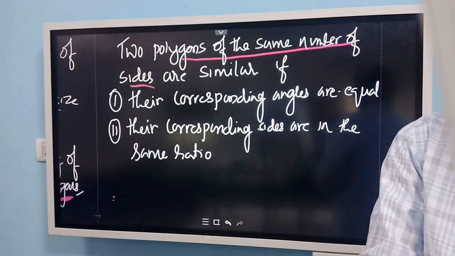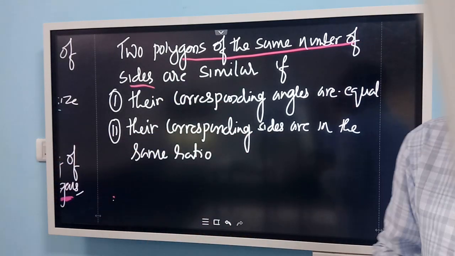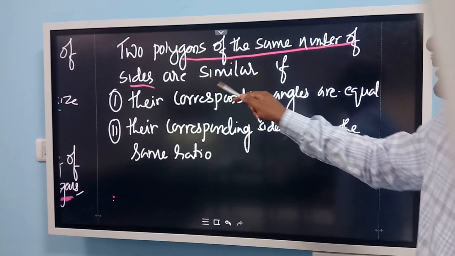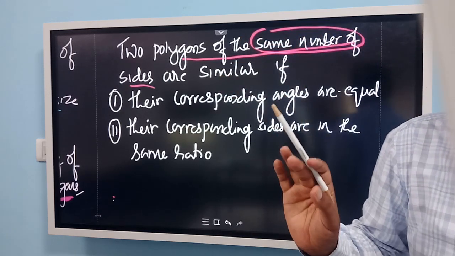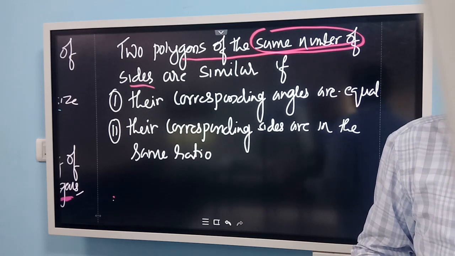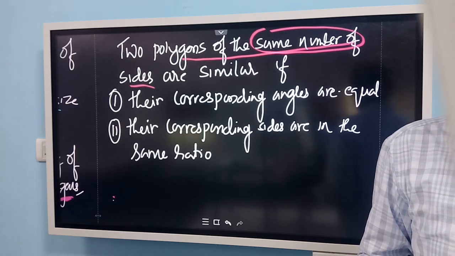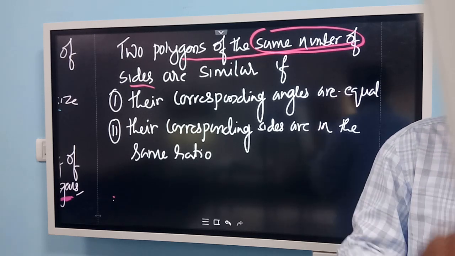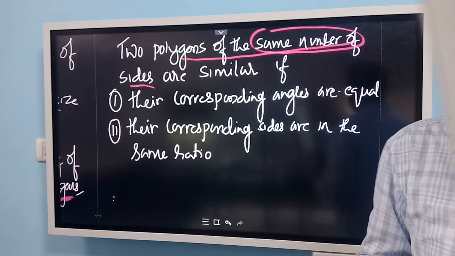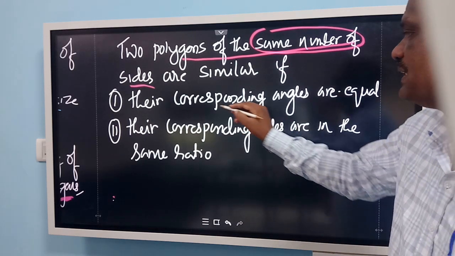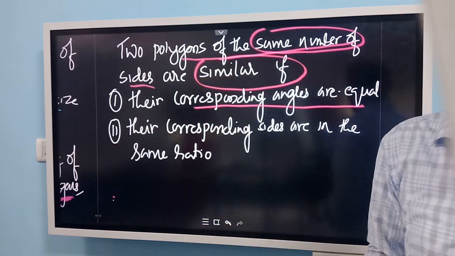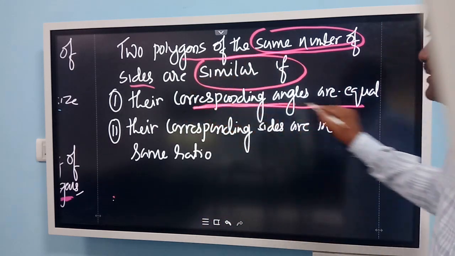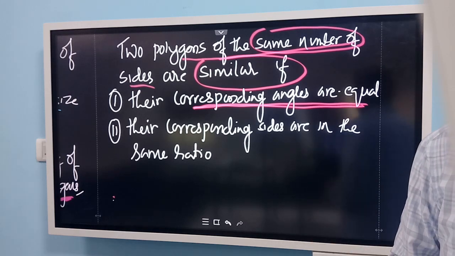If you take pentagons, then you take two pentagons. Pentagon means 5 sides. Otherwise you can take two hexagons. According to your convenience, you can take any polygons with the same number of sides. If the corresponding angles are equal, we say that they are similar. The first condition to satisfy is that the corresponding angles should be the same.